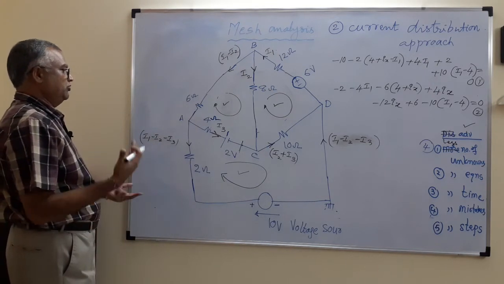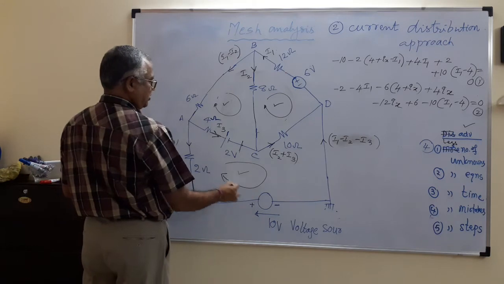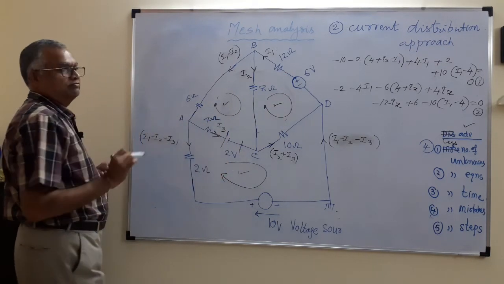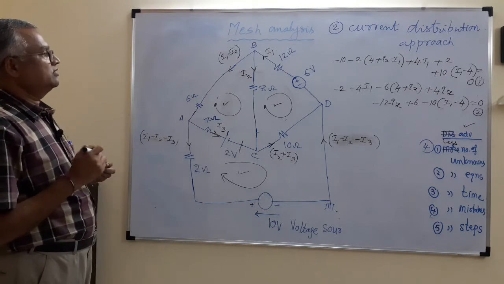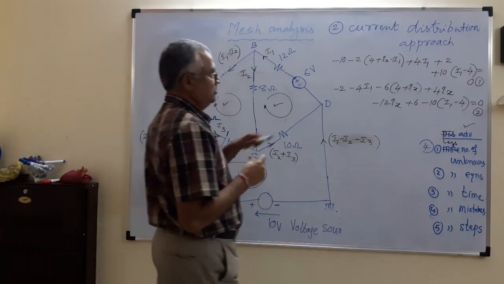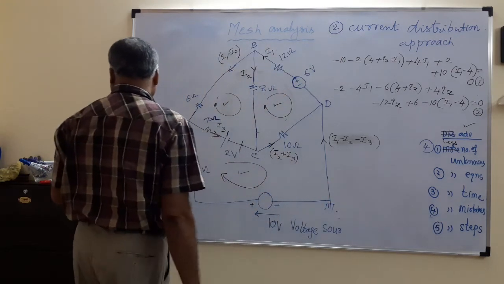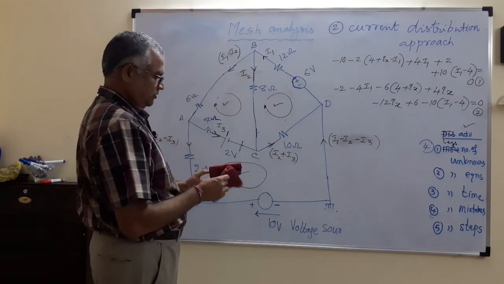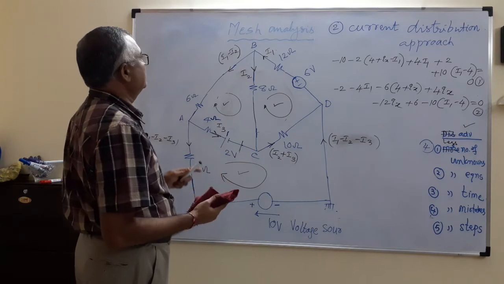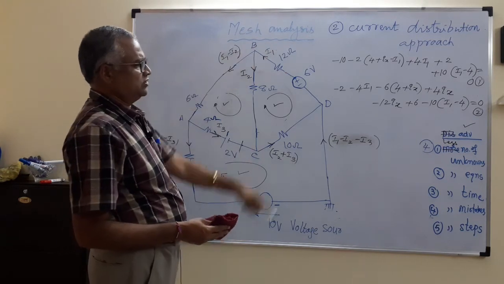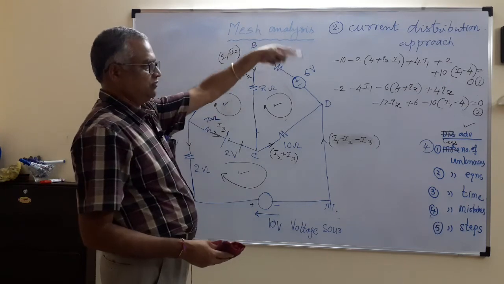How many unknowns are there? 3 unknowns. How do you write those 3 equations? Equation 1, equation 2, equation 3. 3 unknowns, 3 equations. So like this you can solve any problem using the current distribution method. This is better than the previous one. So this is the analysis of mesh analysis, 2 methods. All of you follow this. Most of the problems I solve using this only.